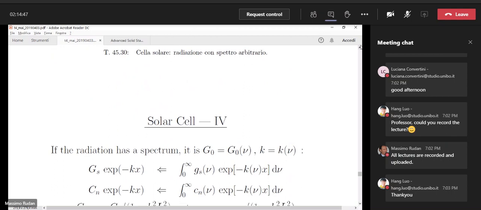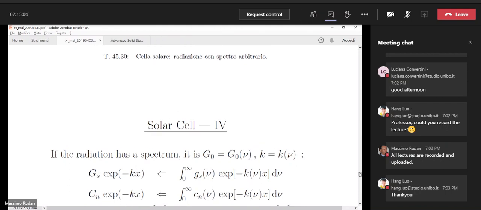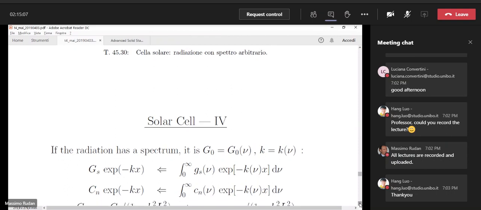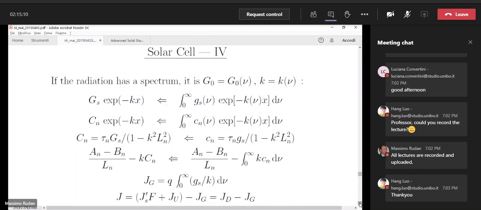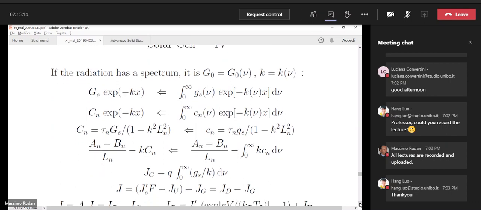Before doing that, considering that we have little time before the completion of the hour, we now remember that the radiation is non-monochromatic. The radiation has a spectrum, which means that the generation at the origin, remember G0 is the point where the radiation penetrates the solar cell immediately inside, okay? So G0 depends on the frequency of the radiation, but also the absorption coefficient depends on the radiation, okay?